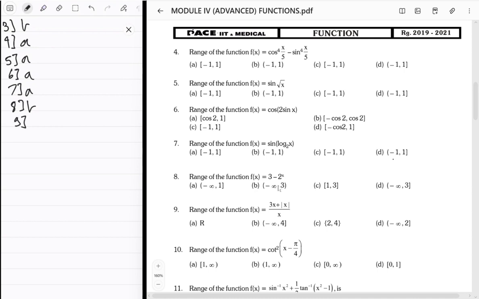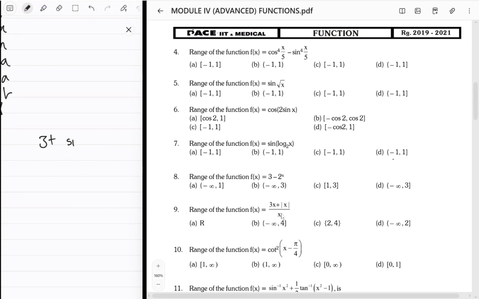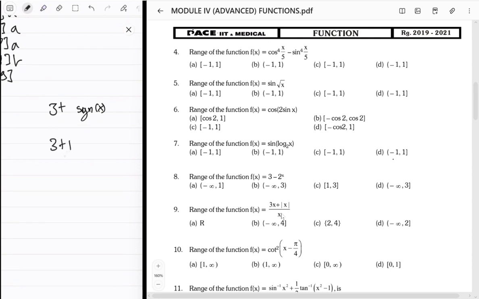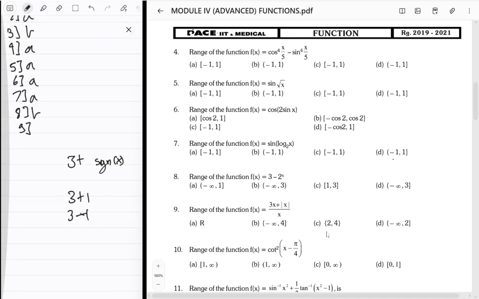Ninth. Range of the function f of x is equal to 3 plus this guy, okay, upon that, whatever. It's like 3 plus, oh, and by the way, x equal to 0 is not allowed, huh? Yeah. This thing is basically just the signum function of x, except x equal to 0 is not allowed. What does that even mean? It can only be 3 plus 1 or 3 minus 1. It cannot be 3 plus 0. So 4 and 2. So 2 and 4 in curly brackets. Yeah. Next question. 10th.